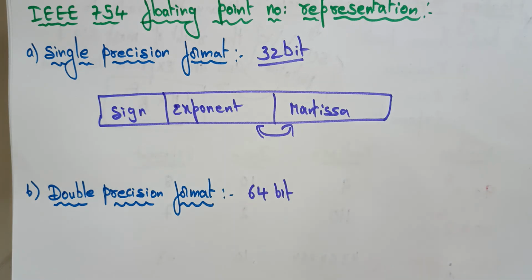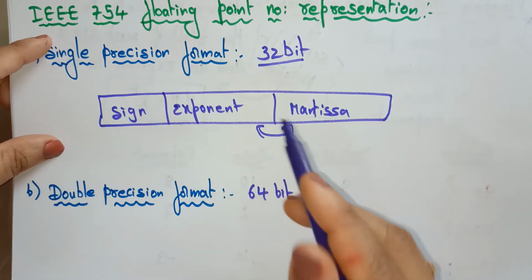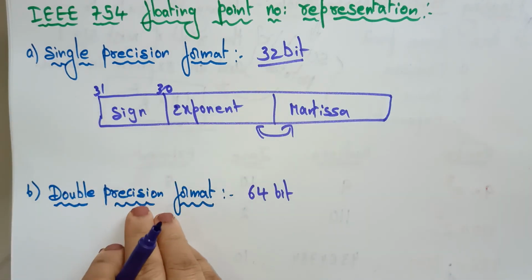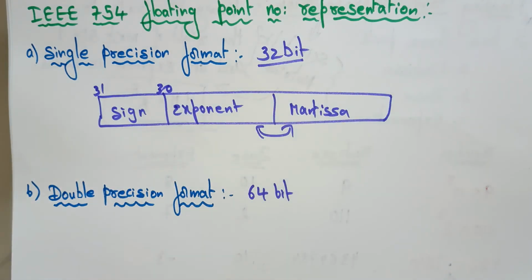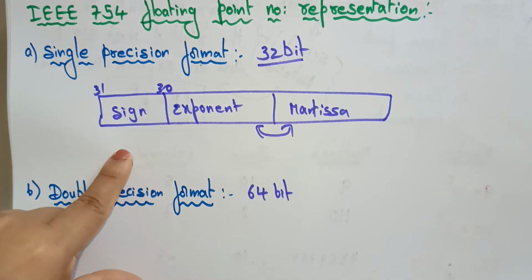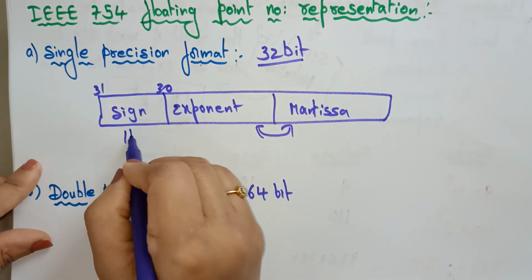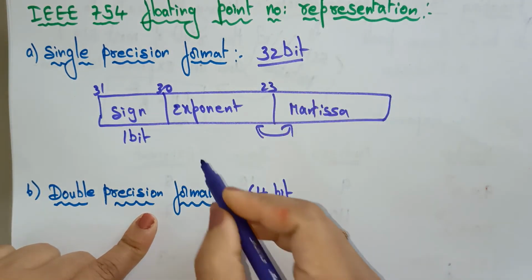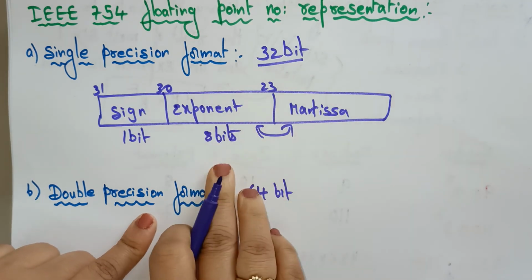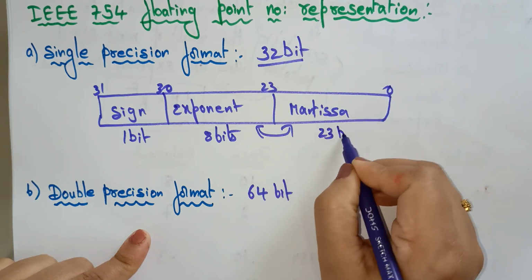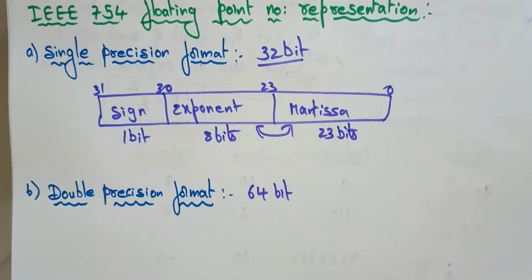But in this session, just focus on how to represent the single precision and double precision formats. The 32 bits are divided as follows: 1 bit is only for the sign bit, bit 31. The most significant bit always indicates the sign. If it is 0, it is a positive number. If it is 1, it is a negative number. That is 1 bit. Coming to the exponent, in a single precision format the exponent is 8 bits, whereas the mantissa is 23 bits. So this is the representation of single precision.